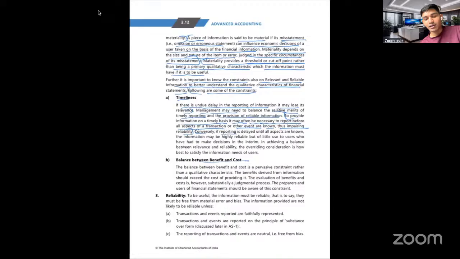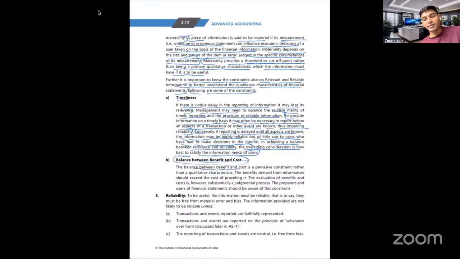Conversely, if the reporting is delayed until all aspects are known, the information may be highly reliable but of little use to users who have had to make decisions in the interim. In achieving a balance between relevance and reliability, the overriding consideration is how best to satisfy the information needs of users. Balance between benefits and costs.